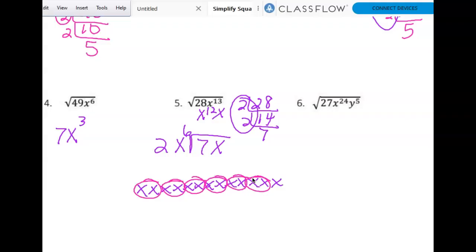All right. 27. So 27, I'm getting a pair of 3's. So the 3 goes out, and this 3 stays home.